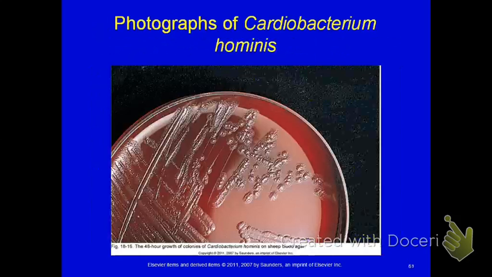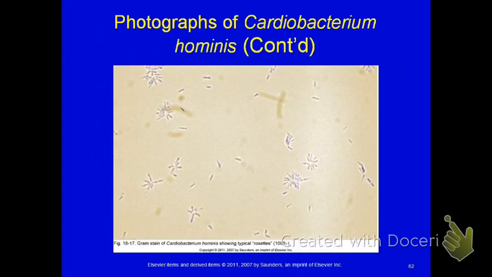Okay, so this is the 48-hour growth of Cardiobacterium hominis. So, here's the gram stain of Cardiobacterium hominis. So, what could you say? You have here the typical rosette formation.